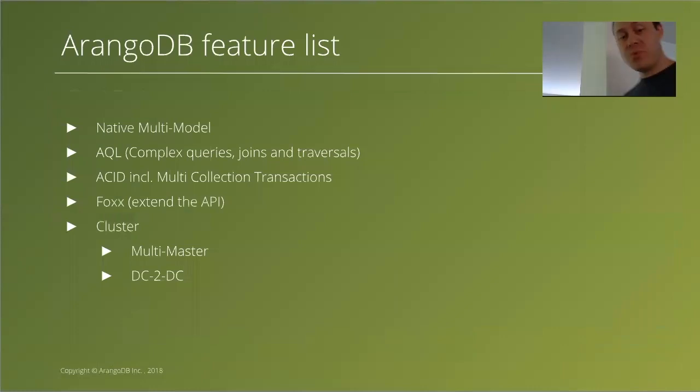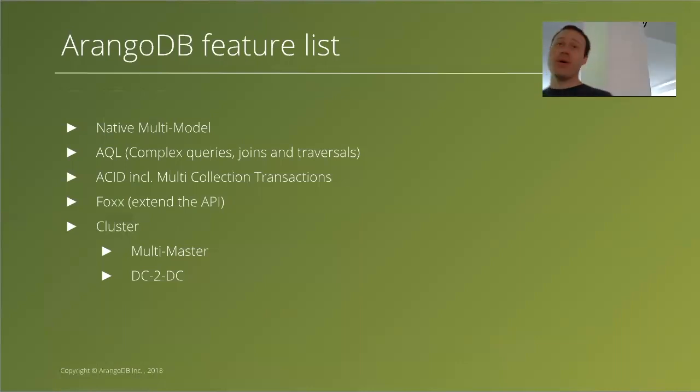And this leads me to a feature list of ArangoDB. ArangoDB is what we like to call a native multi-model database. That means we have one core that supports all the data models, and we don't have this layered approach where you have one layer, then the next layer, then the next layer, and thereby everything works together, or even using different technologies in between to end up with some graph database form on top.